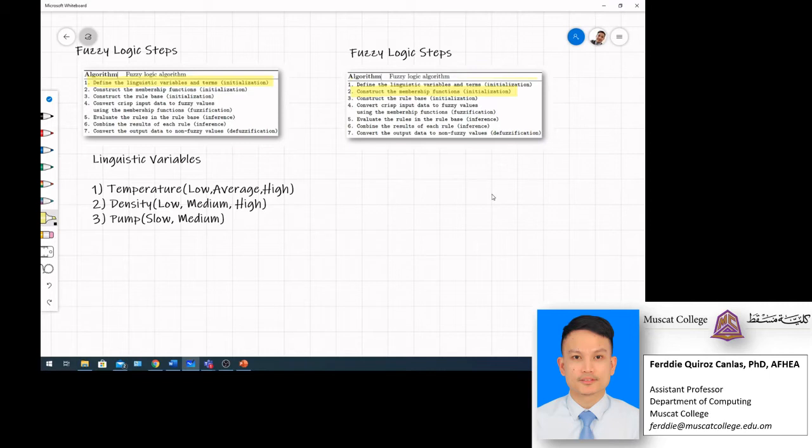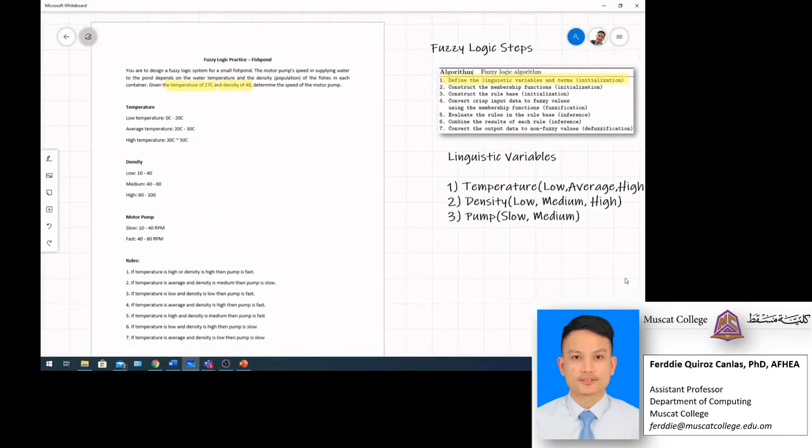So we have three membership functions, right? As per the problem, we have three. Let me just go back to the problem. So we have three here. We have temperature, density, and motor pump. So we have to draw the membership function of this.